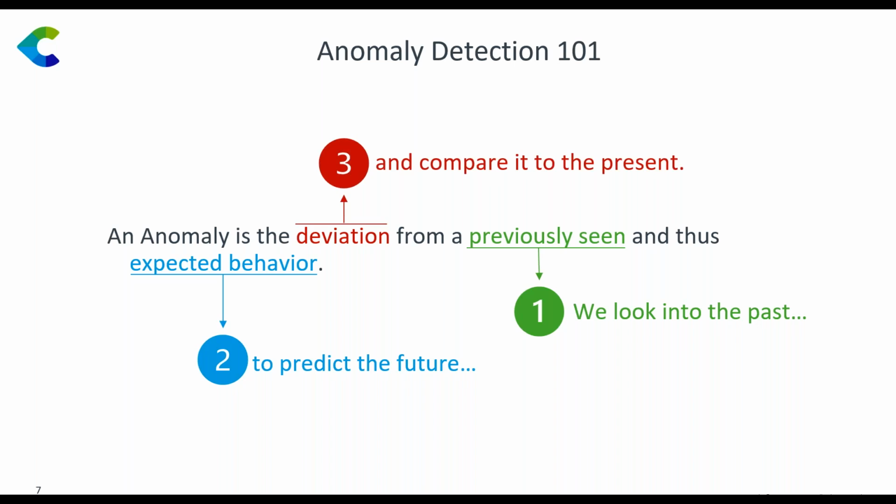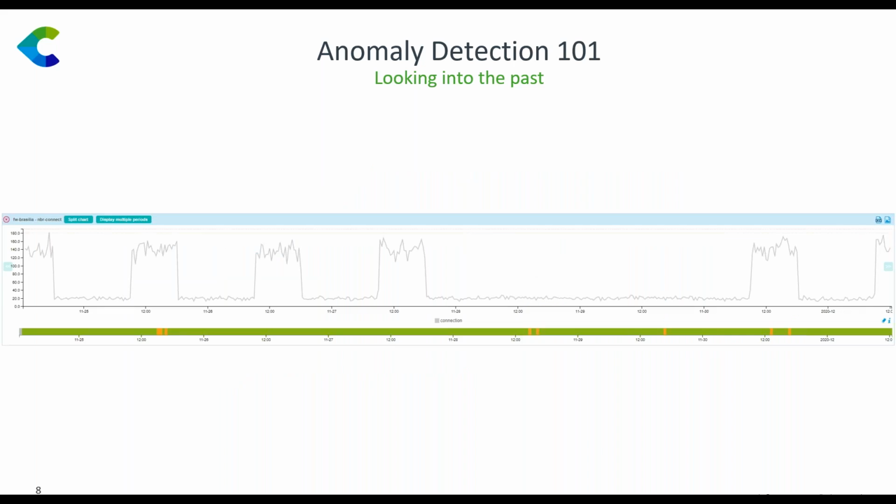So this is basically the three big steps that allow anomaly detection to happen. So let's get to it with the first one: looking into the past. In order to best illustrate this aspect, I've just grabbed an example from our demonstration platform, demo.centreon.com, that allows you to have a look at what we're doing and what we already do.